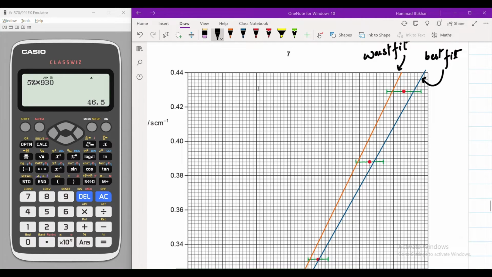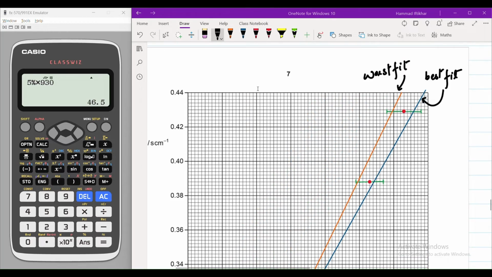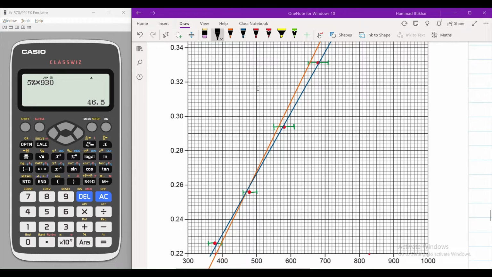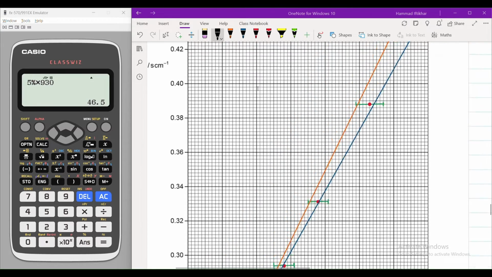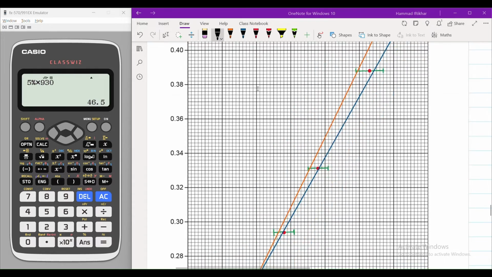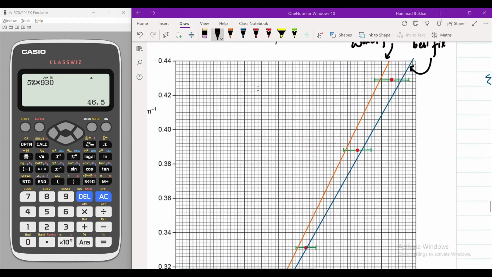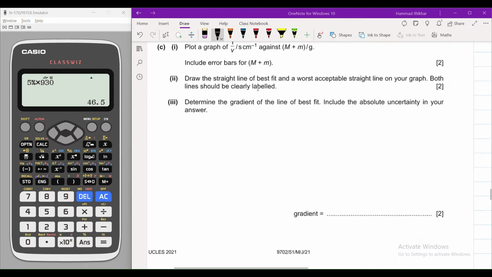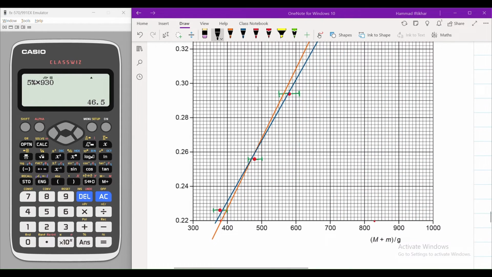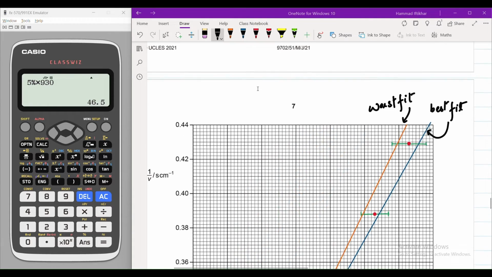Okay, so I have plotted the worst fit and the best fit. The worst fit over here has the steepest gradient. However, we need to make sure that the line should always pass through the error bars, and the best fit should be closest to most of the points at least. So this is my sketch over here. All right, so going back over here, remember the m plus m was on the x-axis, so the error bars will also be horizontal.